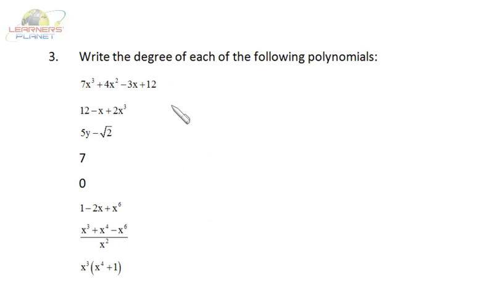Now let's find out the degrees of polynomials. Let's see the first case. It is 7x cubed plus 4x squared minus 3x plus 12. Now what will be the degree of the polynomial? The degree of the polynomial is the highest power which a variable is having. Here the variable is x and it is having the power as 3, and this is the highest power in this expression. So it is a third degree polynomial.